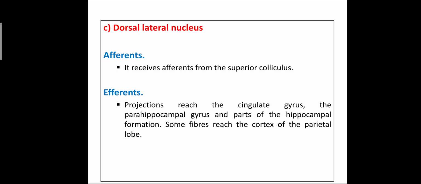Dorsal lateral nucleus. Efferents, it receives the efferents from the superior colliculus. Efferent projection is the cingulate gyrus, parahippocampal gyrus, and parts of the hippocampal formation. Some fibers reach the cortex of the parietal lobe.